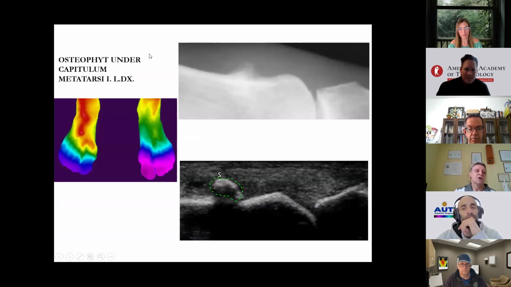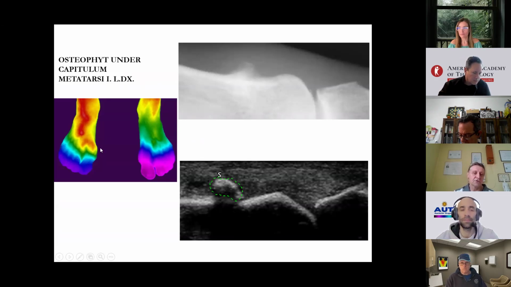Toes. Osteophyte under capitulum metatarsi primi lateri dextri. On X-ray and also on sonography we can see ossificate under the capitulum metatarsi primi, and on the side of the painful osteophyte on thermography we see increased temperature activity when we compare this place with the other side.